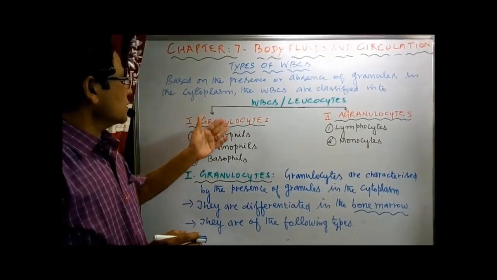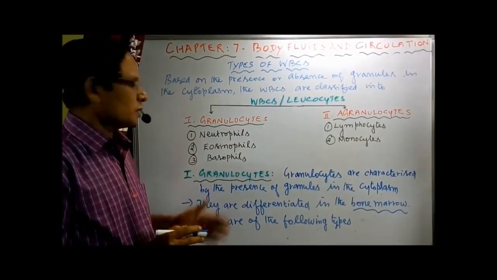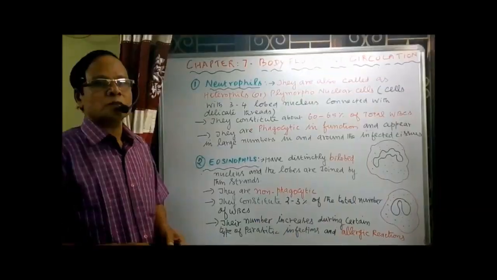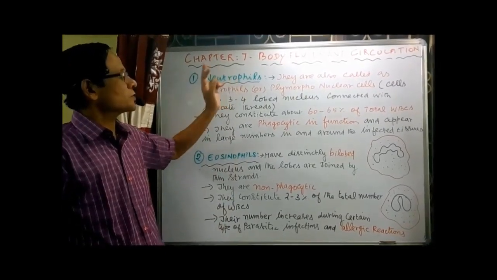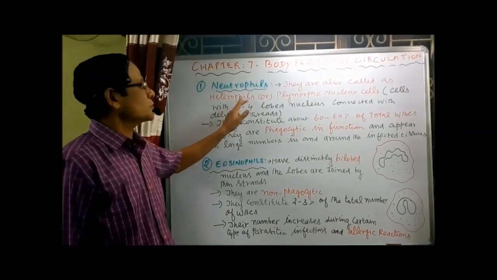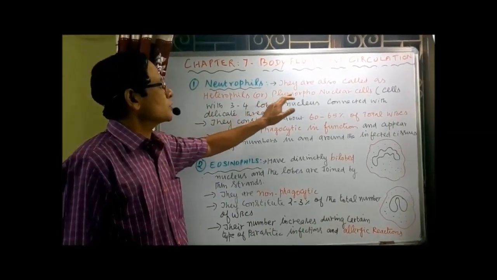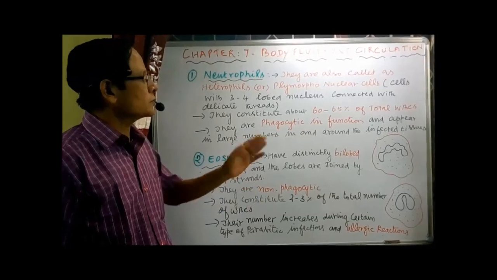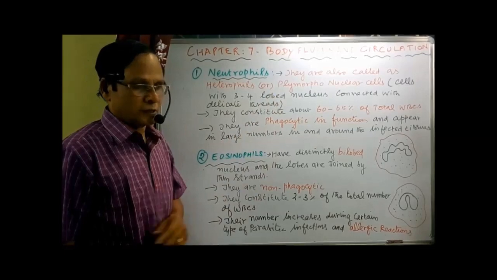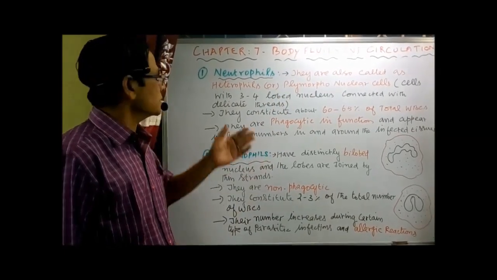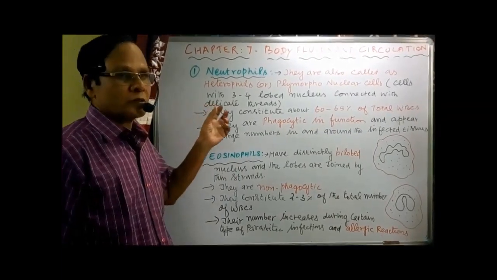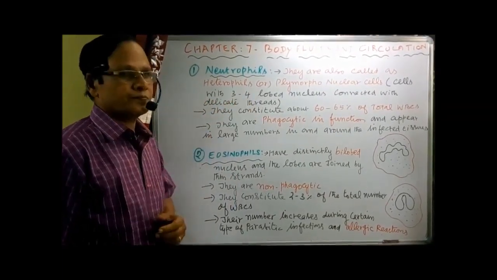Now, the granulocytes are of the following types: neutrophils, eosinophils, and basophils. We'll see one by one, a few points for each. The first type of granulocytes are neutrophils. They also have other names, such as heterophils and polymorphonuclear cells, because the cells have a 3 to 4 lobed nucleus. The nucleus is multi-lobed, hence the name polymorphonuclear cells.